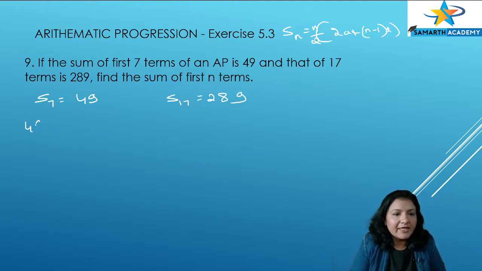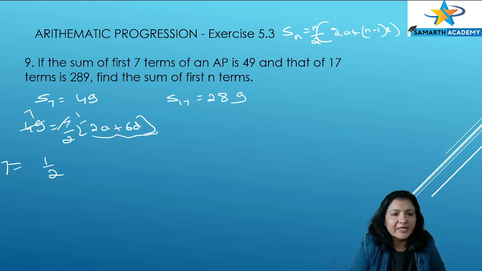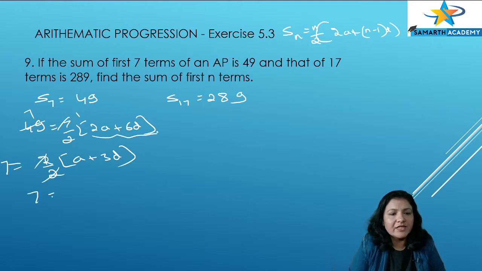So 49 equal to 7 by 2 into 2a plus n minus 1, that is 7 minus 1 is 6d. So 7 sevens are 49, so 7 equal to 1 by 2. From this I'll take 2 common. If I take 2 common, what remains? A plus 3d remains, and this 2 gets cancelled. So 7 equal to a plus 3d.